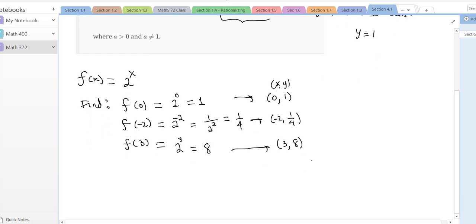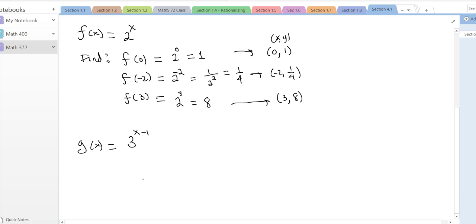Let's try another example. What if I say g of x, so for another function, g of x equals 3 to the x minus 1. And same thing, let's find some values. So let's find g of 0, g of negative 1, and g of 2. And same thing, we replace the x with the value in here. So I'm going to have 3 to the 0 minus 1, which is 3 to the minus 1. So it becomes 1/3.